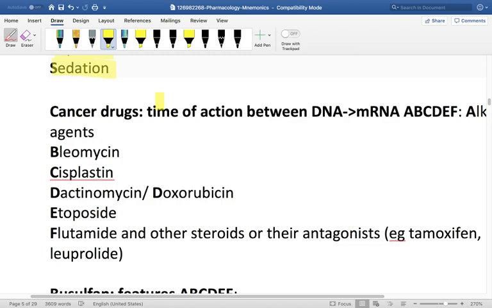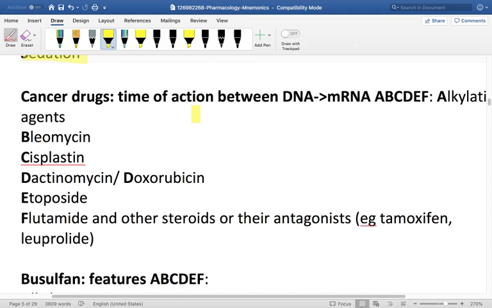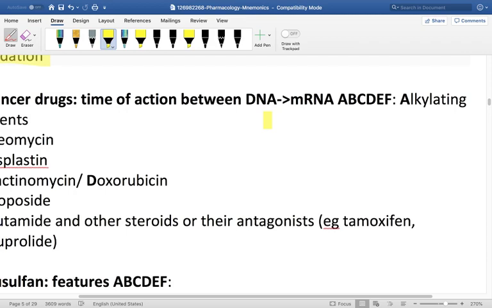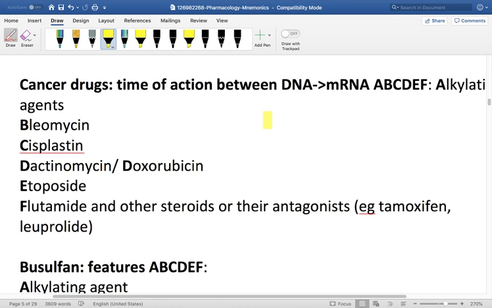Now, doctor, what are the various cancer drugs, time of action between DNA to mRNA? You should remember A, B, C, D, E, F. So, A is alkylating agents, B, bleomycin, C, cisplatin, D, dactinomycin, E, etoposide, F, flutamide. So, from DNA to mRNA, these are the cancer drugs and their time of action.